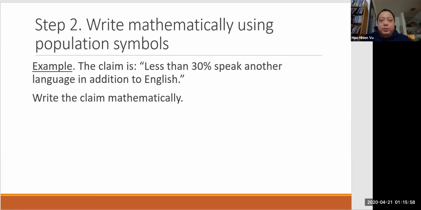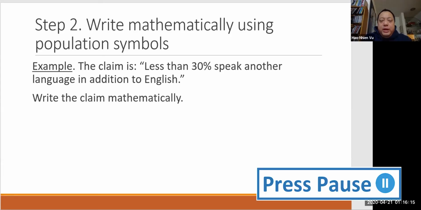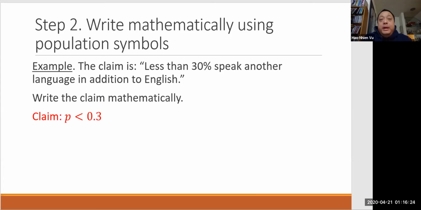So for example, if the claim is that less than 30% of people speak another language, then let's write the claim mathematically using a population symbol. Pause the video now and write the claim. The parameter is a proportion because we're talking about percents. So the symbol is P. The claim is that less than 30%. So the claim is that P is less than 0.3.